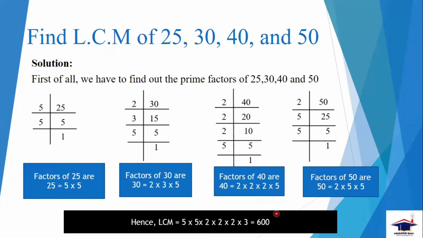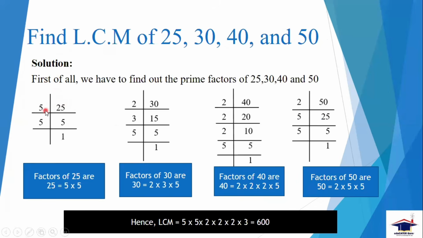Now, we'll take 4 numbers. We will find out the least common multiple of 25, 30, 40 and 50. So, first we have to find the prime factors of each number. Then, we'll get the LCM. So, first we have taken 25.